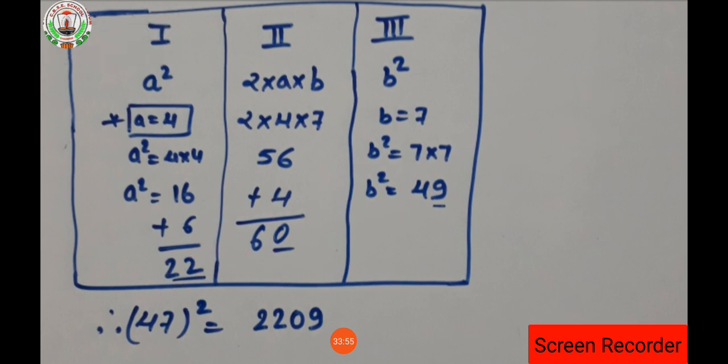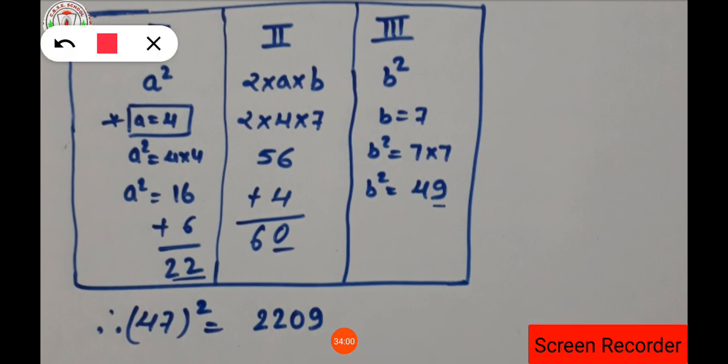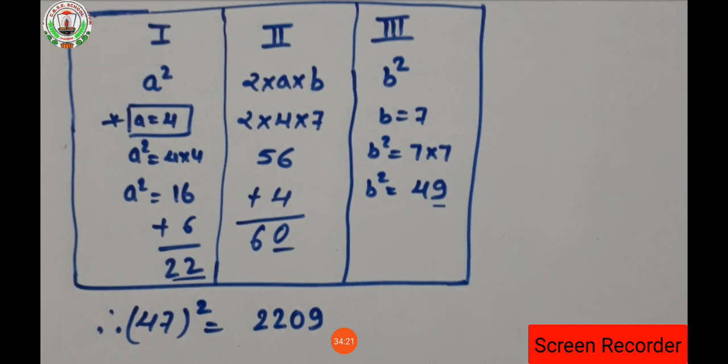So after doing this, what you have to do? You have to look at what the square of 47 is: 22 is marked with the dash, so 22, then here 0, then here 9. So what will be the square of 47? 2209. So have you understood everyone? Try to practice this method on your own. It will be very helpful.